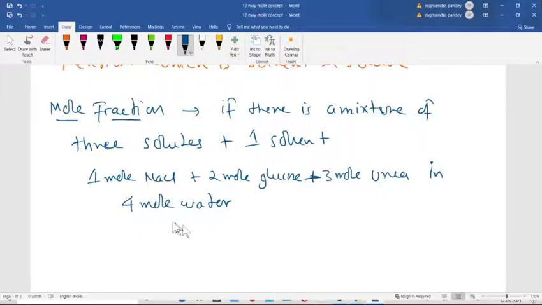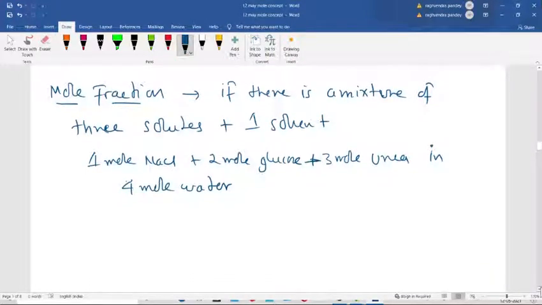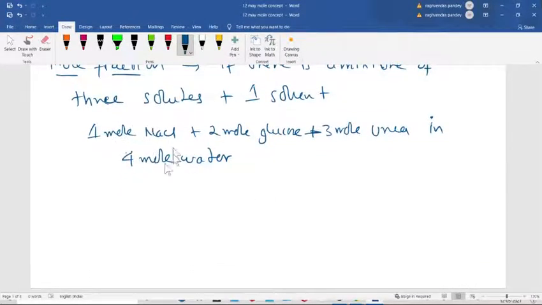4 mole water, you can multiply by 18, it's 54 ml, but I am not going into that. Now what is a mole fraction? So there is an individual mole fraction. So mole fraction of, let's take glucose, mole fraction of glucose.